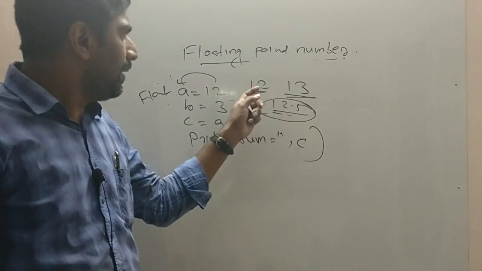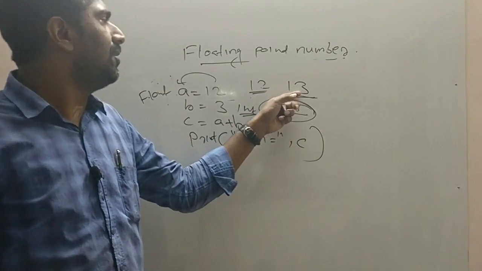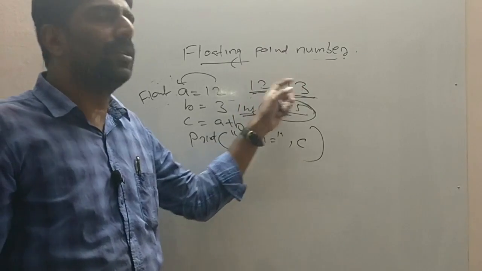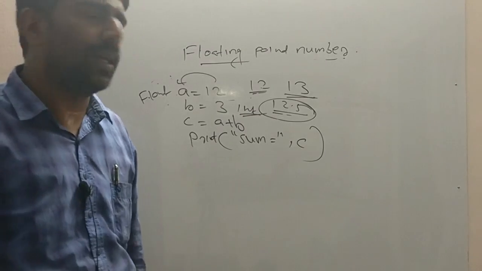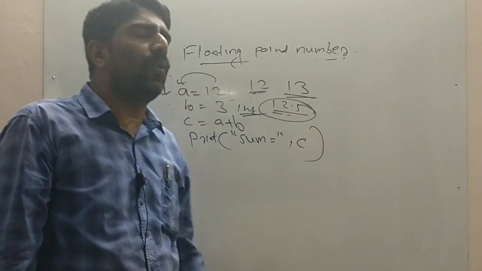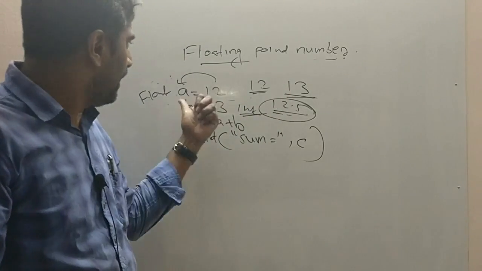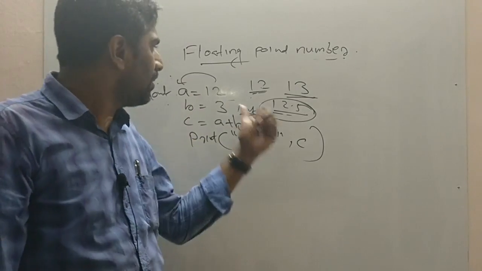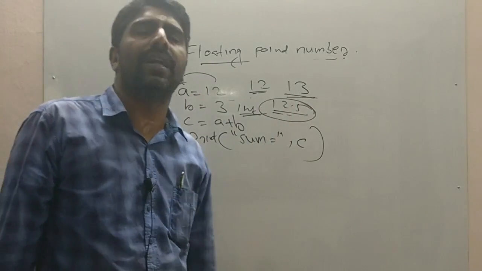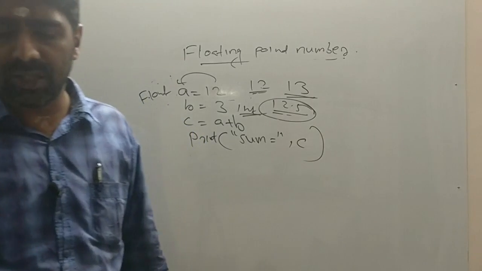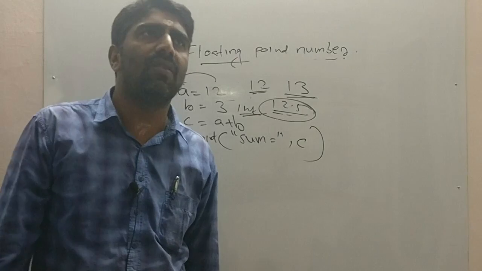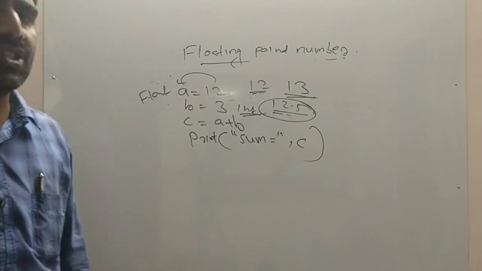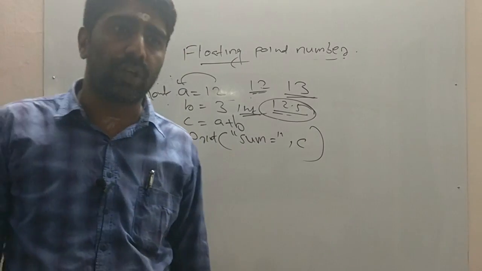So, in between two integers, some floating point values are there. We can't take this point value as an integer, so at that time we can use the float data type. That is the first advantage of floating point values: they can represent the values between integers.